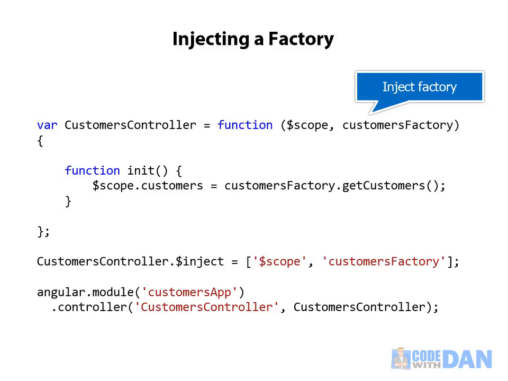So let's go ahead and jump into a demonstration now of using a factory. What we're going to do is modify the controllers we've created up to this point, refactor some of that code, and move it out to a factory.